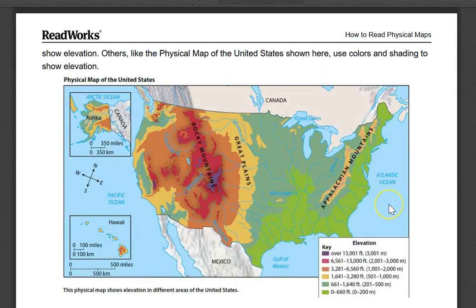So if we look at this map of the United States, this physical map, the key tells us what the colors stand for. The different colors are showing elevation, or how high the land is. So the very light green is 0 to 660 feet. And then the colors get progressively darker until the purple is showing land over 13,100 feet. So the areas with the purple and red have very high land, and the areas that show green have very low land, and then the yellow and brown is somewhere in the middle.